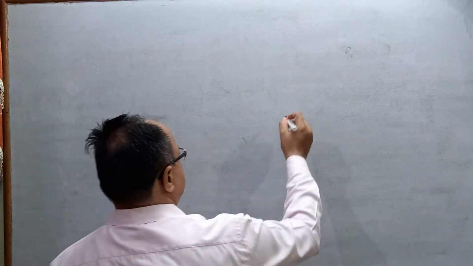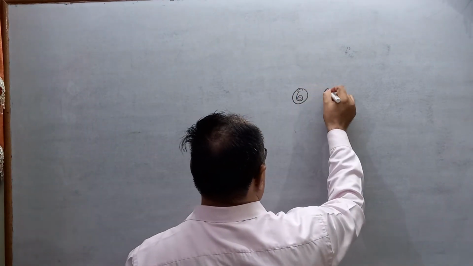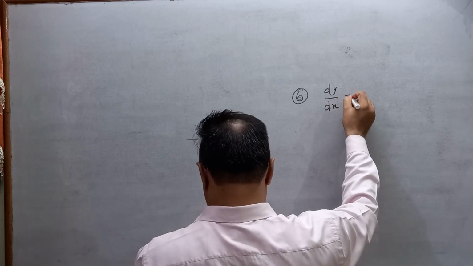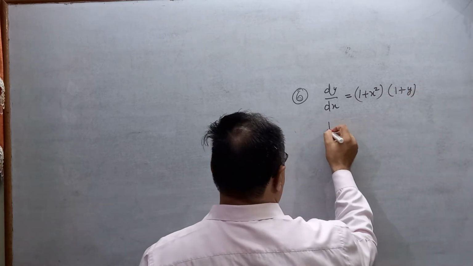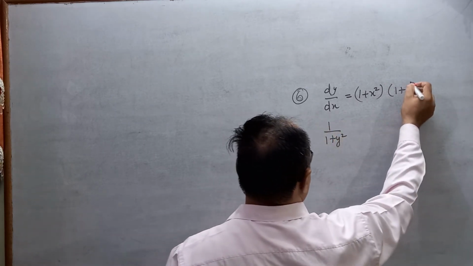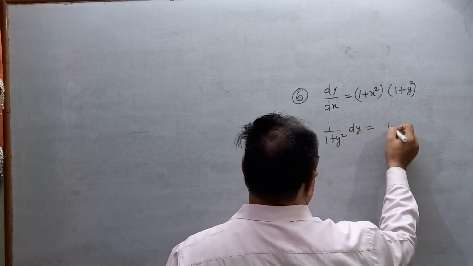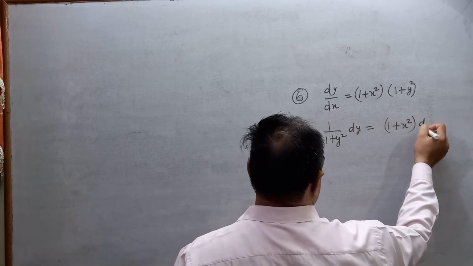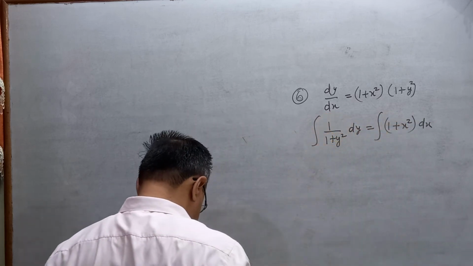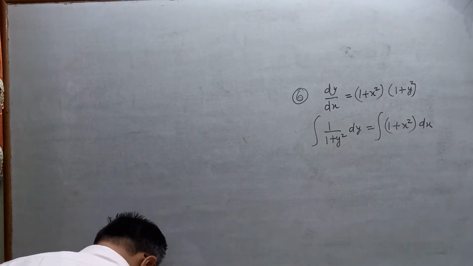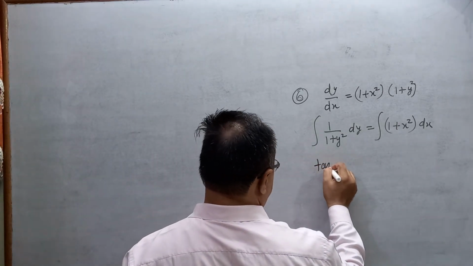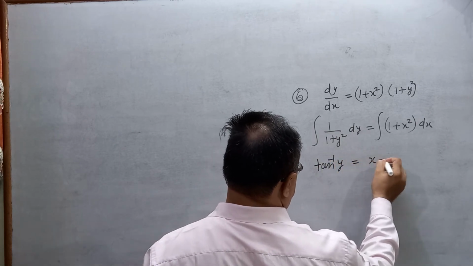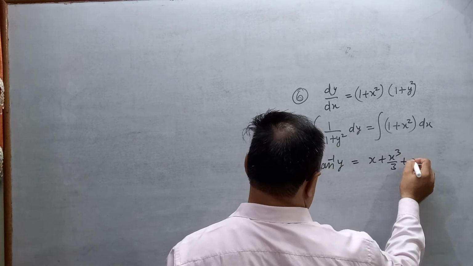Next, question number 6: dy by dx is equal to (1 plus x square) (1 plus y square). Separate the variable, then integrate. Clear? Now the integration of this: tan inverse y is equal to x plus x cube upon 3 plus c. This is the answer.